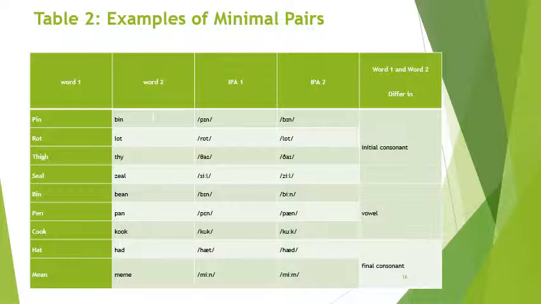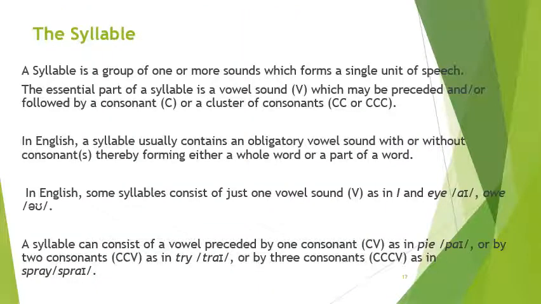And lastly, you have mean, meme. The only difference is what? Final consonant sound. So all these words are called what? Minimal pairs, because they have contrast in either the initial consonant, or the vowel, or the final consonant. Therefore, they are minimal pairs.